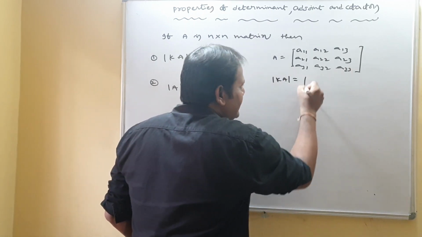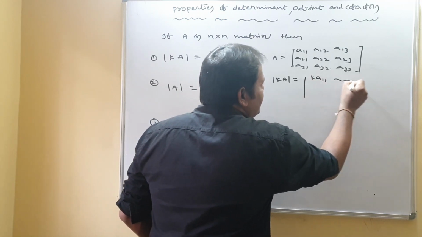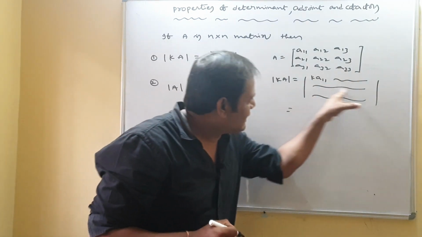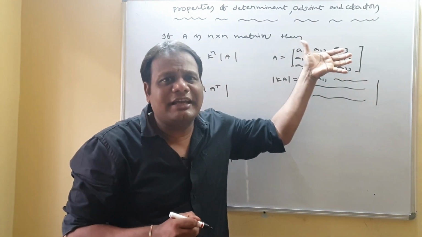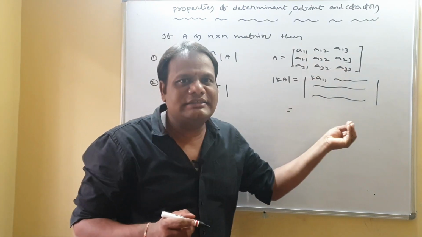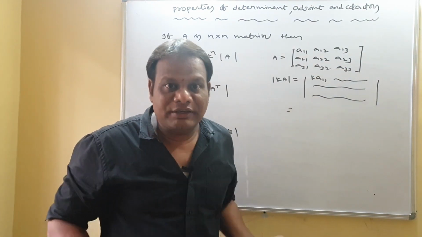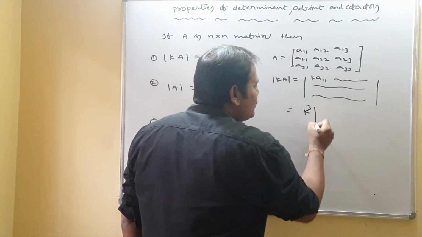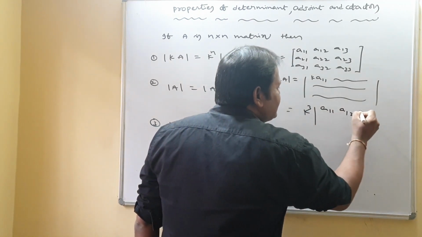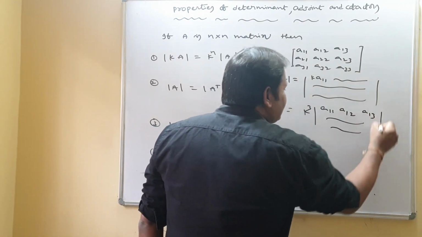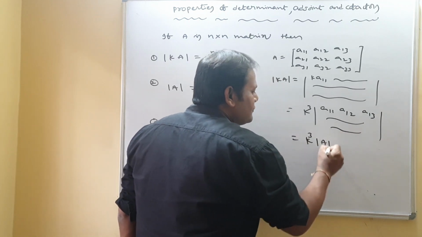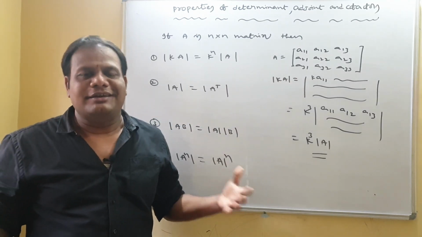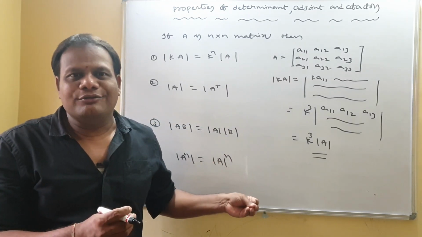Now you take det kA. Det kA means det of ka11 and so on. In the first row k is there, in the second row k is there. Why? Because we multiplied this entire matrix with k. So in every row k is there, so you can take k common from each and every row. Then how many k's can you get? 3 k's you get, into the det of the given matrix. So can I write that as k cube into det A? So if A is an n by n matrix, then det kA becomes k power n into det A.